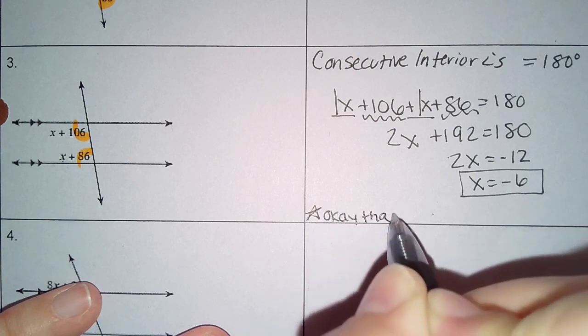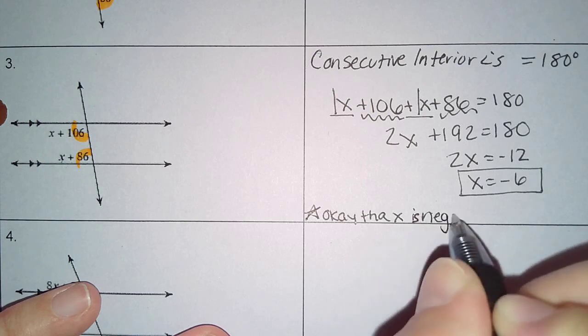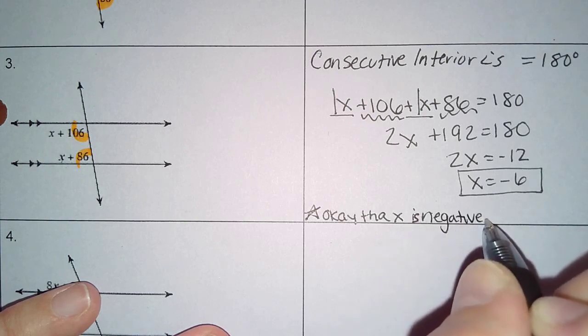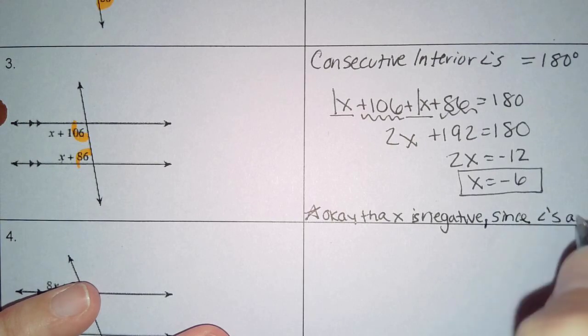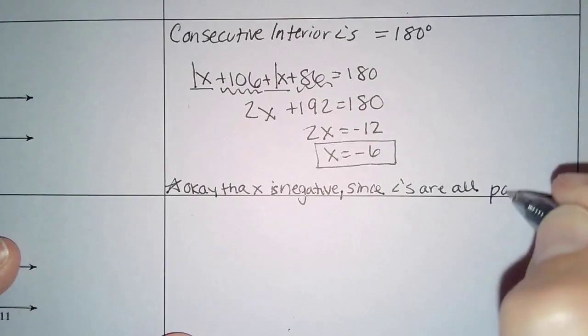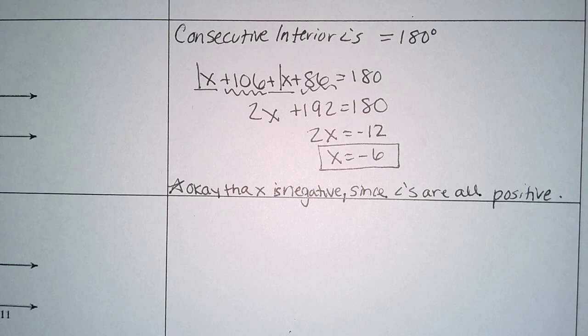that x is negative since angles are all positive. If I had plugged it back into my angle and it came out with a negative angle, then I would know that I did something wrong.